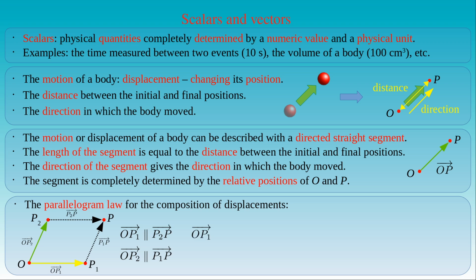And then along the displacement P1P, which is equivalent to the displacement OP. In the second way, we take the route along the displacement OP2, and then along the displacement P2P, which also gives the net displacement OP. Then the parallelogram law states the following.